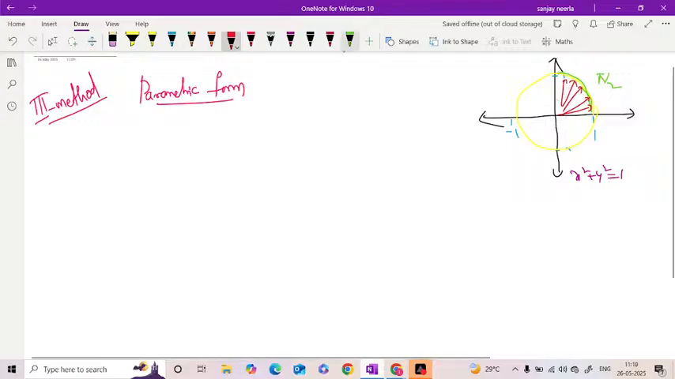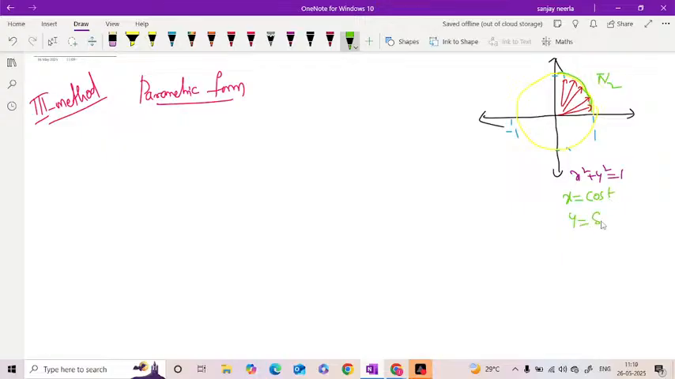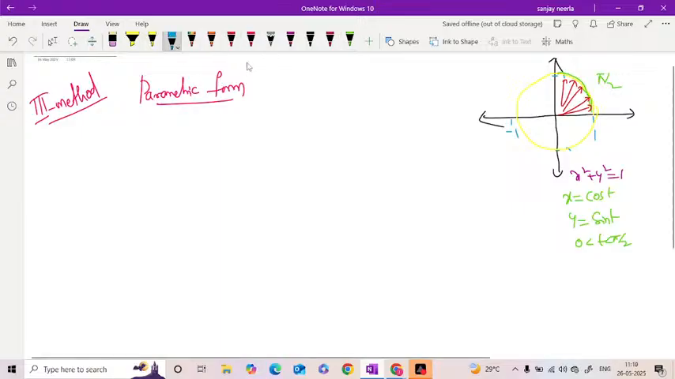And just convert into parametric. So what is the parametric form of x square plus y square is equal to 1? x is equal to cos t and y is equal to sin t, and t is in between 0 to pi by 2. Okay, now how can we find the length of the arc?